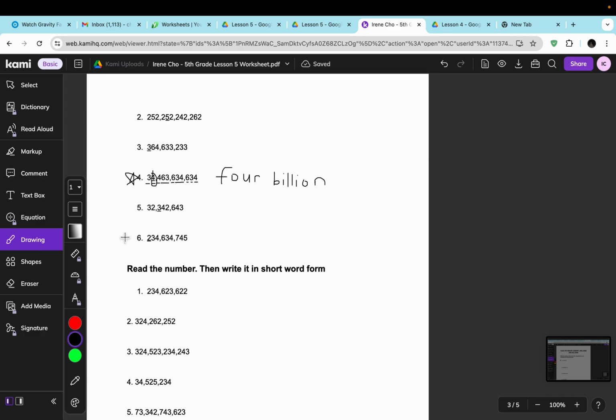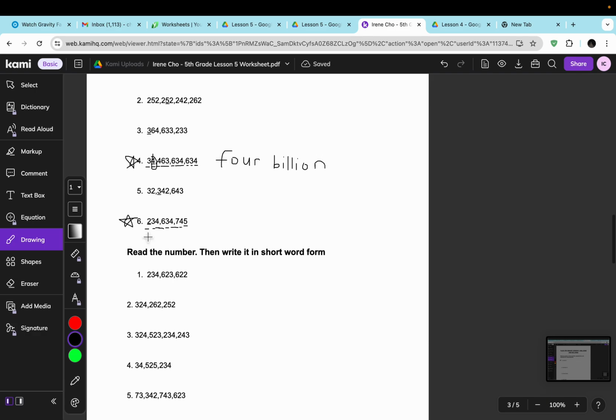I'll do another one, number 6. This one has ones, tens, hundreds, thousands, 10,000, 100,000, million, 10 million, and 100 million. Since the underlined number is 2, and that's the 100 million, all we have to write is 200 million.